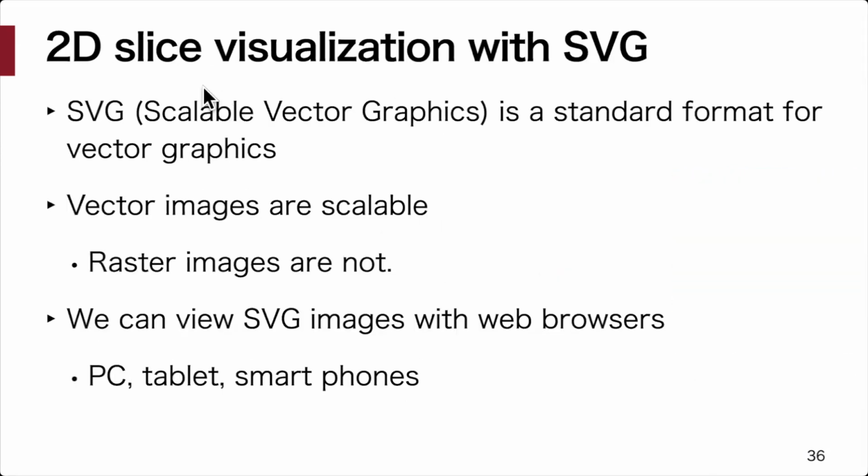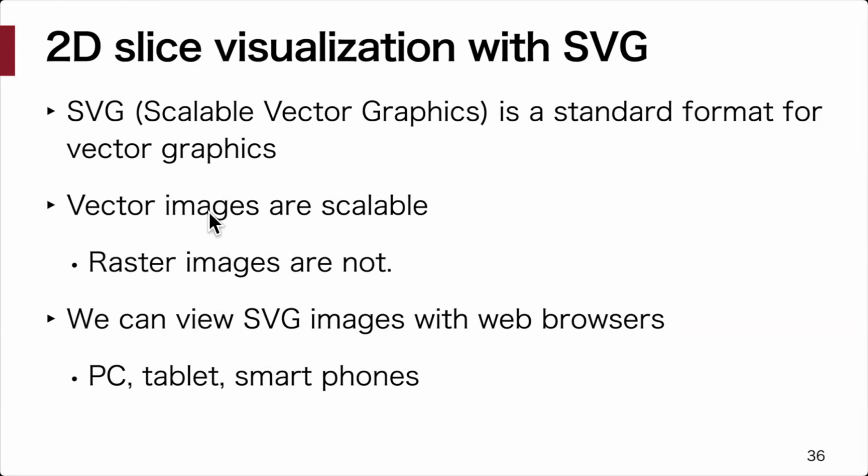As for the 2D slice visualizations, I use the SVG library. SVG stands for Scalable Vector Graphics format. It's a standard one for vector graphics. Vector images are the opposite of raster images. Raster images are the usual ones, a set of pixels, but vector images are not a set of pixels. They are mathematically defined images.